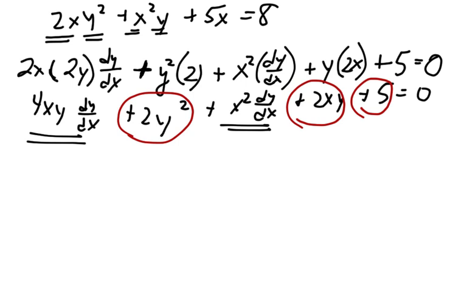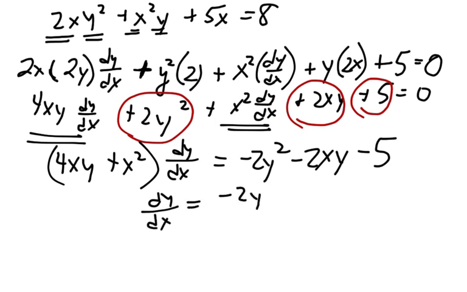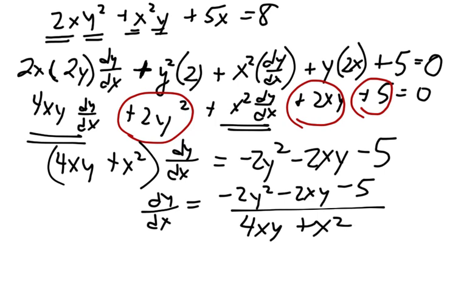So I'm going to go ahead and factor out the dy/dx. So I'm going to say (4xy plus x squared) times dy/dx equals negative 2y squared minus 2xy minus 5. And now I'm going to divide both sides by that which is in the parentheses. So dy/dx will equal negative 2y squared minus 2xy minus 5 over 4xy plus x squared. Okay, that's my derivative. Now, I need to know the slope of each of these two tangent lines.